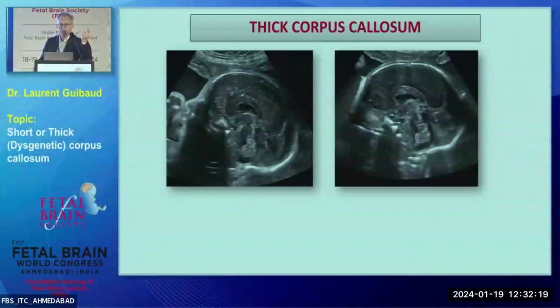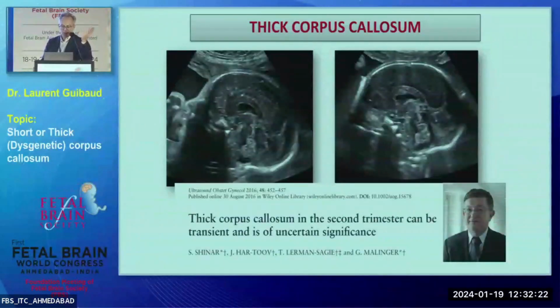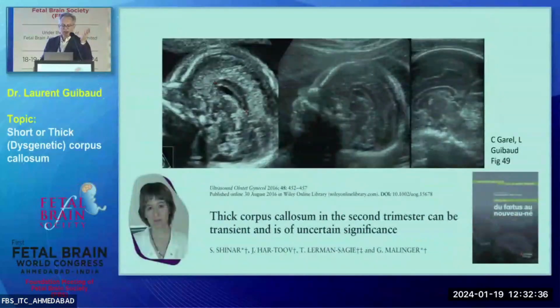thick corpus callosum, and we know that thick corpus callosum can be a transient finding, and Gustavo told us and taught us a long time ago that this is in fact something that you can find in your routine practice, and this is a case that we published with Catherine in her book on the fetus and neonate. And you see that in the second trimester, the corpus callosum seems to be too thick, but at the end, it's normal because of axonal pruning.